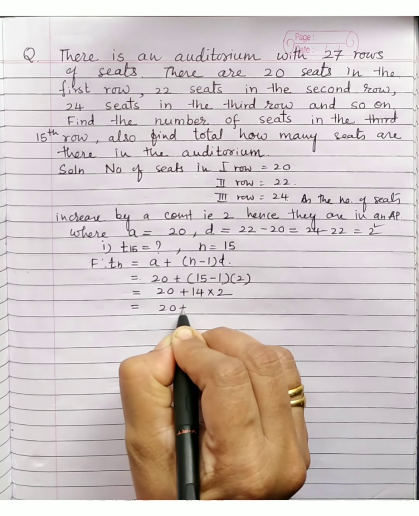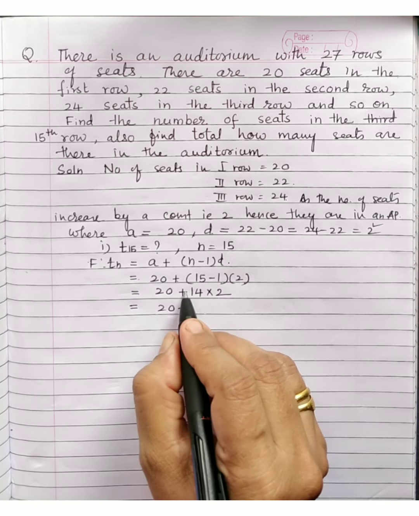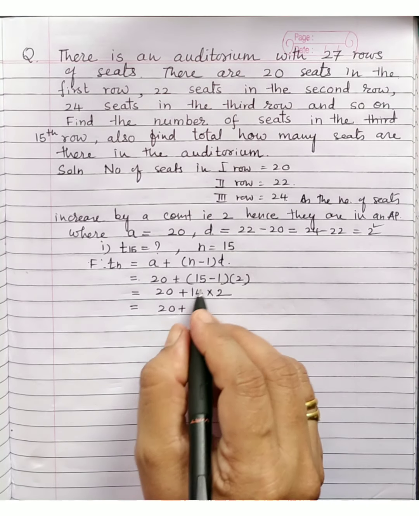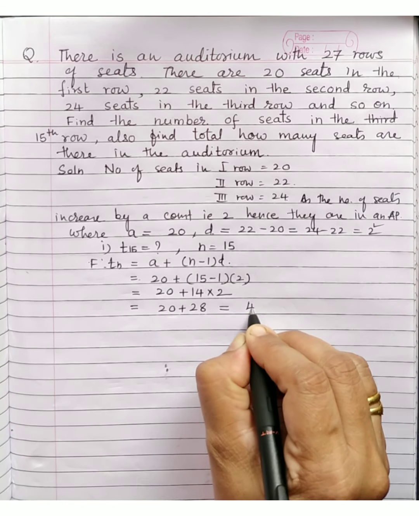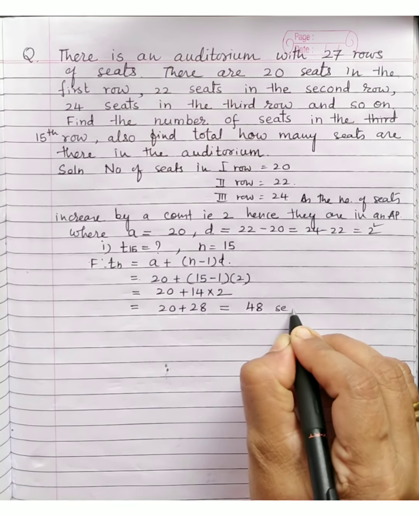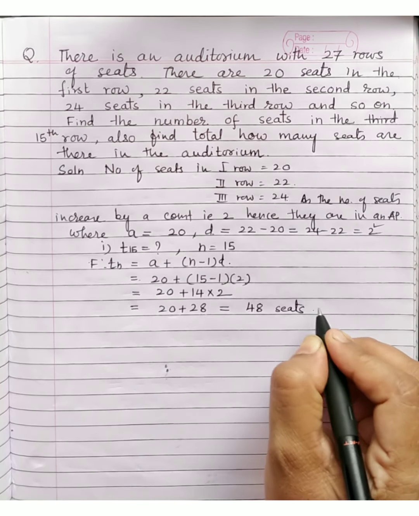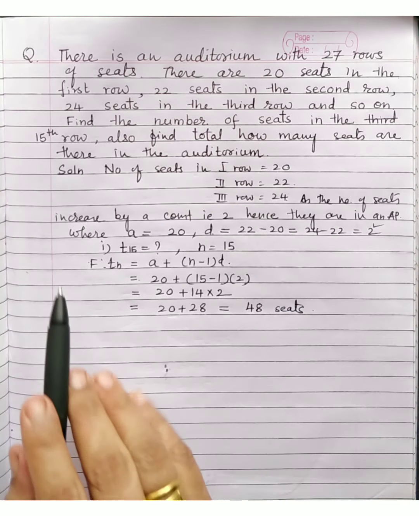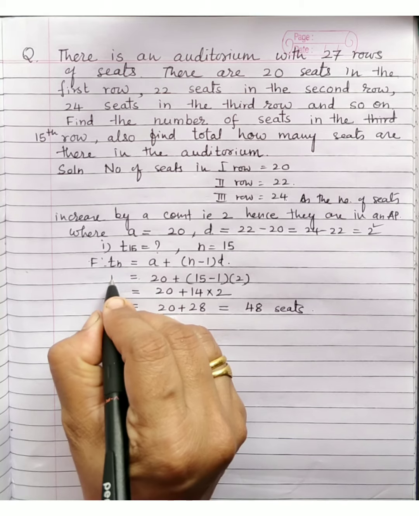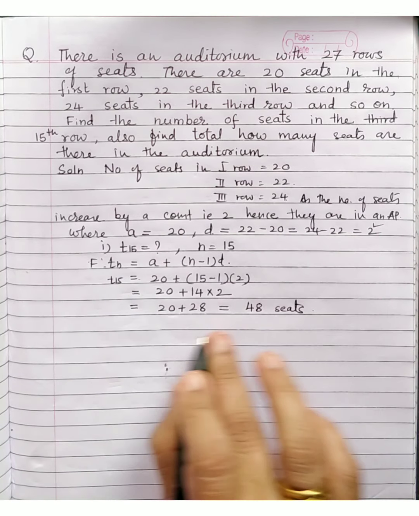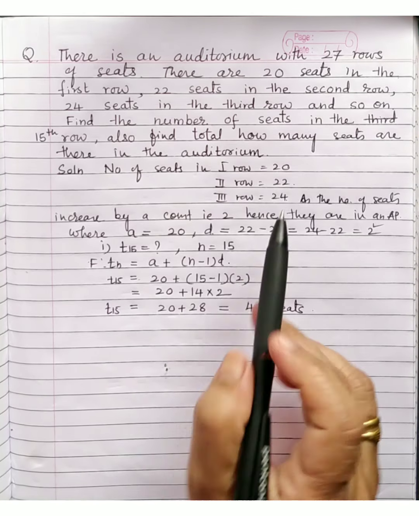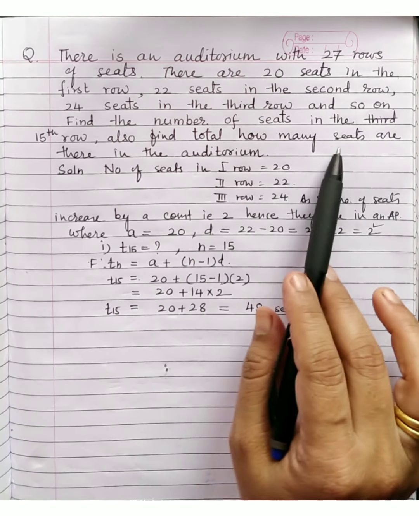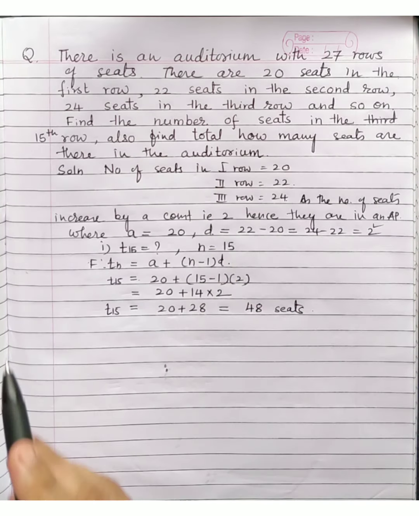20 plus, follow BODMAS here. Okay, so you won't add, you will multiply. 14 2s are 28. So how many? 48 seats. Simple. You have found the first answer. How many seats are there in the 15th row? In the 15th row there are 48 seats. First answer found here.